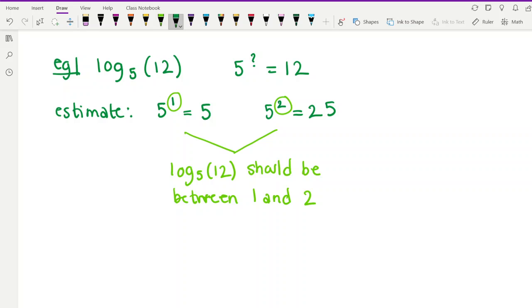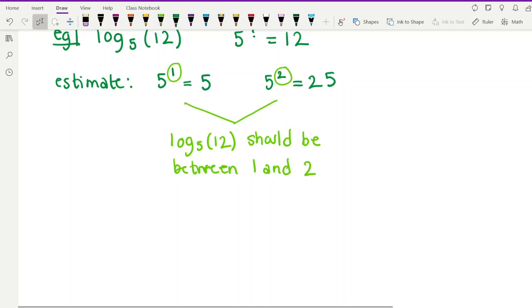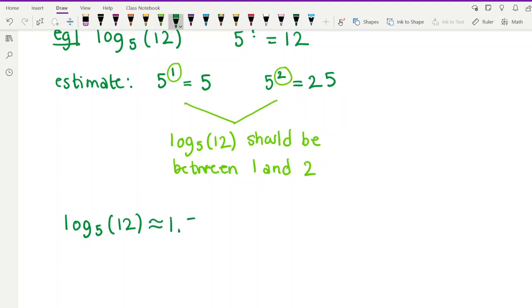Okay, so I'm going to tell you what the value of log base 5 of 12 is. I'm not going to tell you yet how you could actually figure this out, so I'll write that down as a note. But log base 5 of 12 is actually equal to approximately 1.54. We'll see how to do this later.